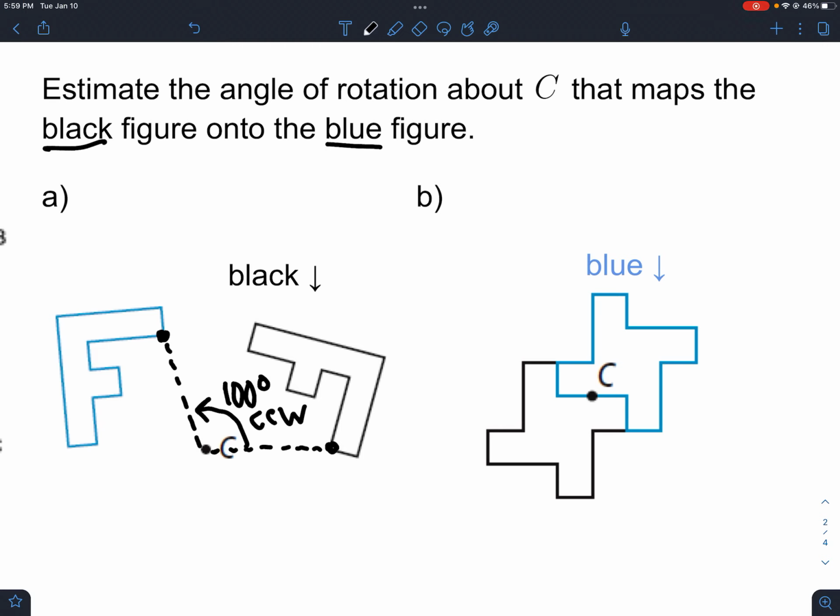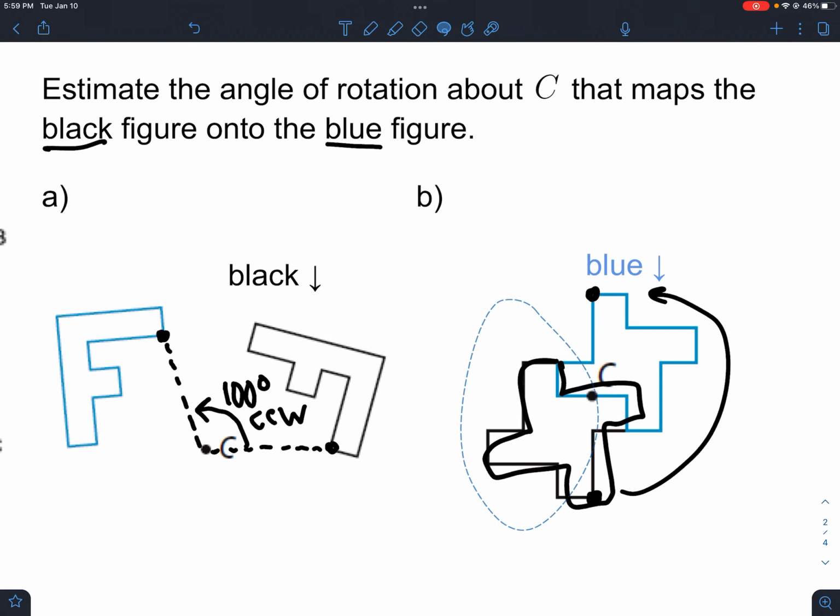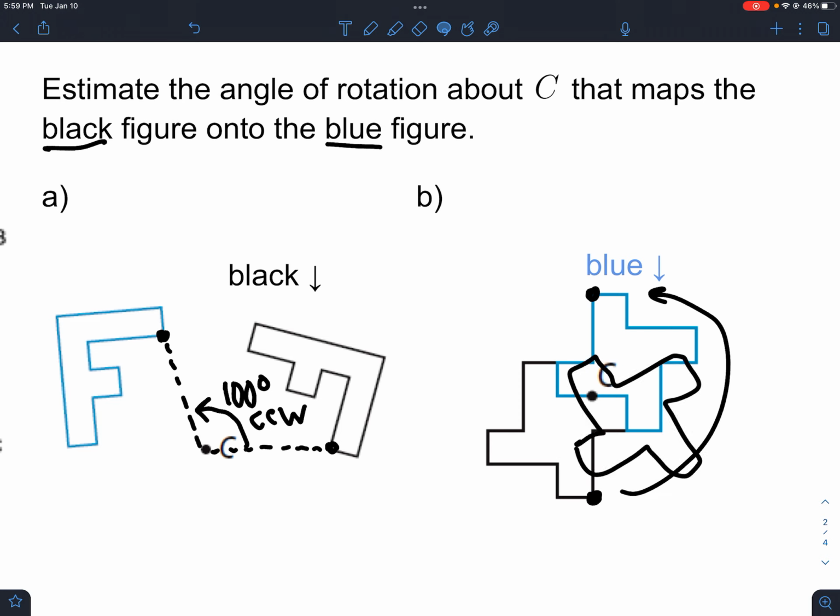So if we take the blue one, we take the black one here, and we want to spin that up to here, and take this whole shape. Let me get the shape for us. And if we want to spin it around that point, we do something like this, and we track that point. Well, that point went from all the way at the bottom to all the way at the top, like that. That's 180 degrees counterclockwise.